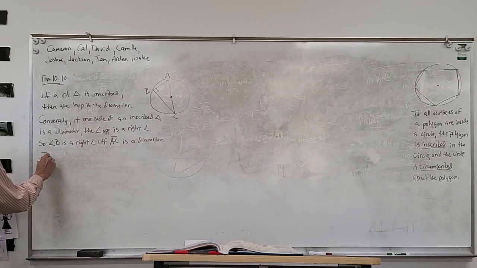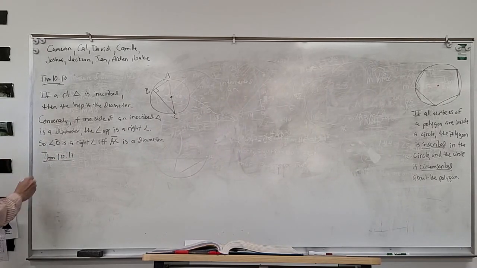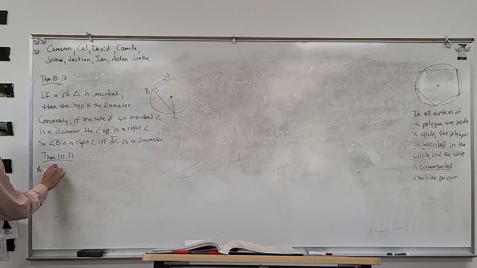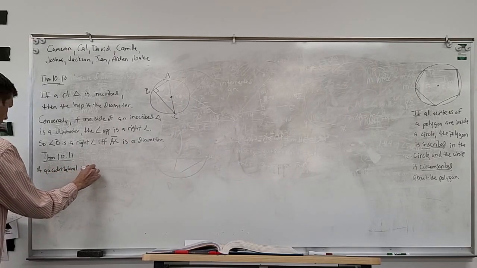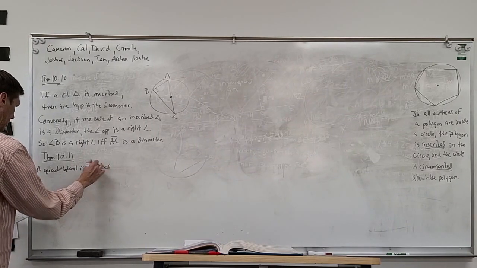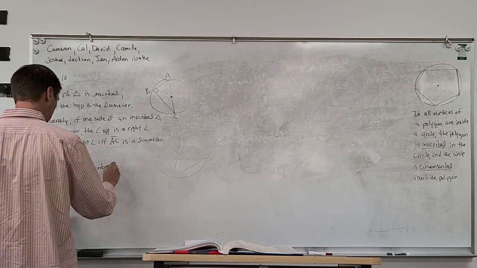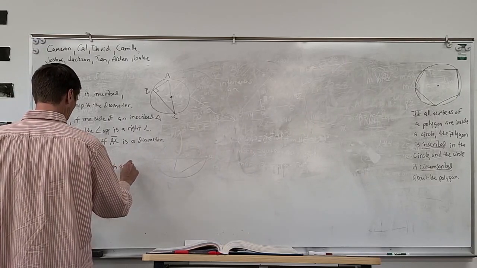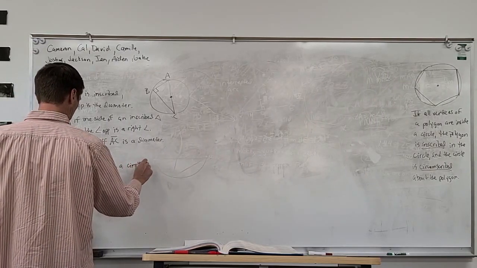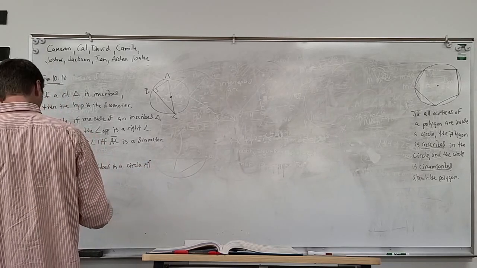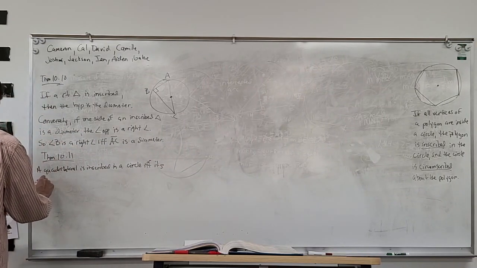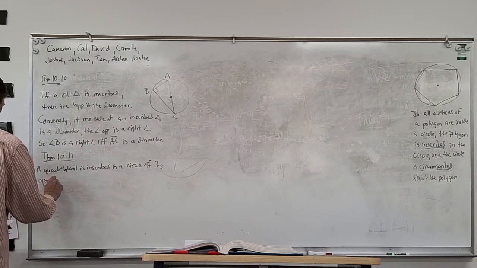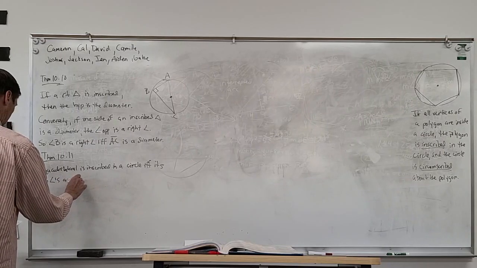And then finally, theorem 10.11 has to do not with an inscribed triangle, but an inscribed quadrilateral. A quadrilateral is inscribed in a circle if and only if its opposite angles are supplementary.